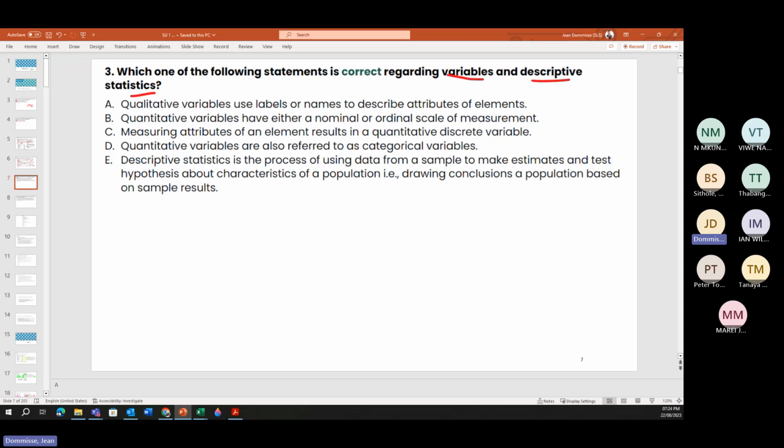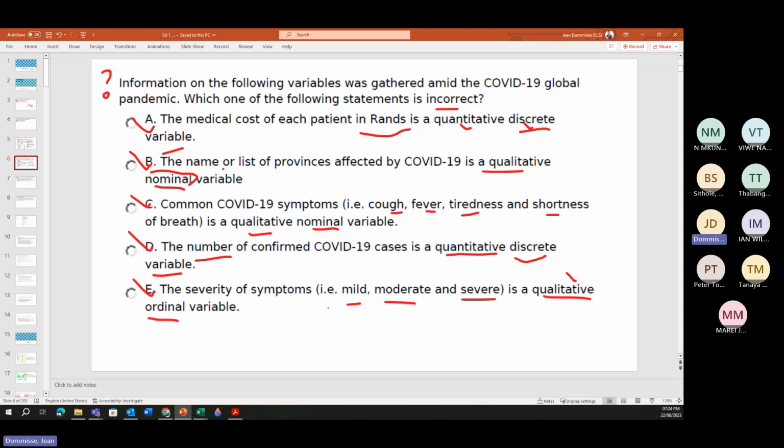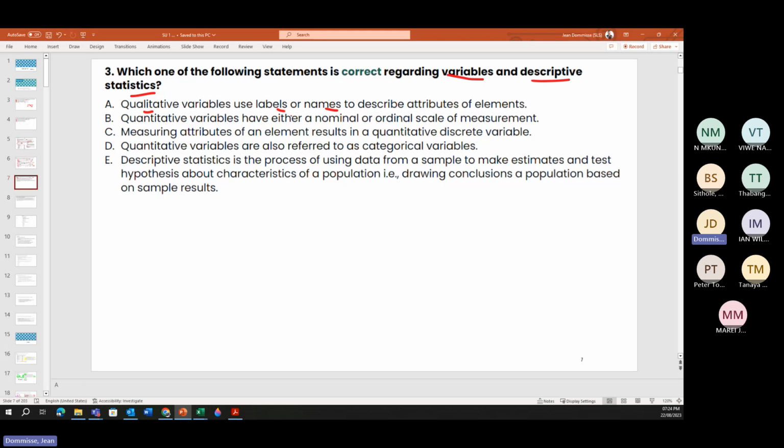Qualitative variables use labels or names to describe attributes of elements. Qualitative, yes, it uses labels or names. Like we had here, where that was qualitative, so labels or names. So cough, fever, tiredness, those are labels or names that are given to describe the elements. So that is correct. Okay, so that was actually the correct one. Let's just see why the others are incorrect, or if there's maybe another mistake.